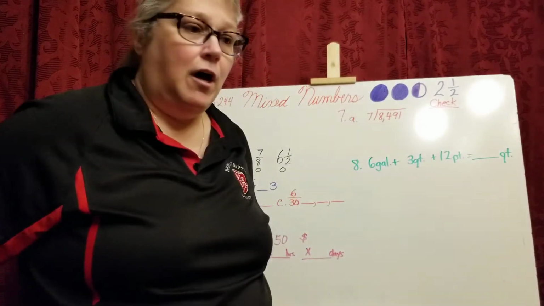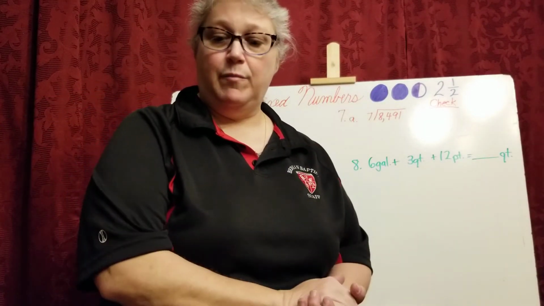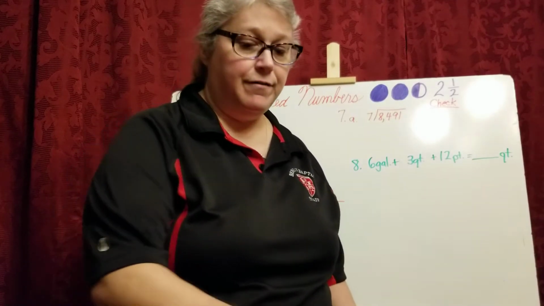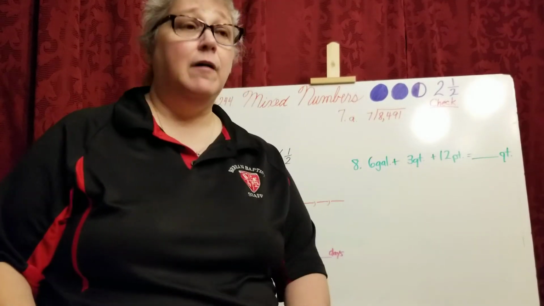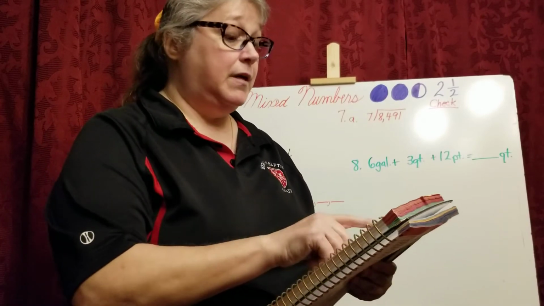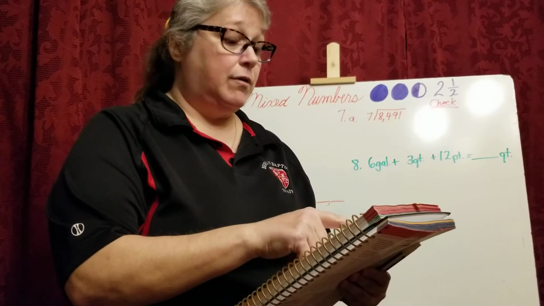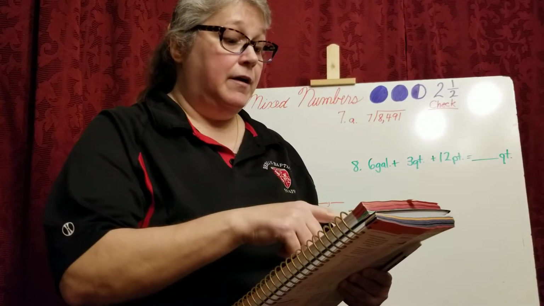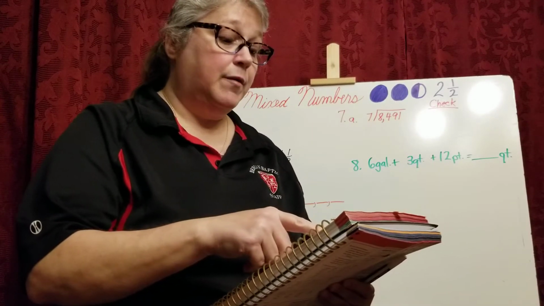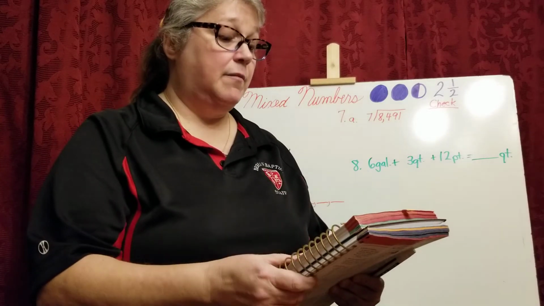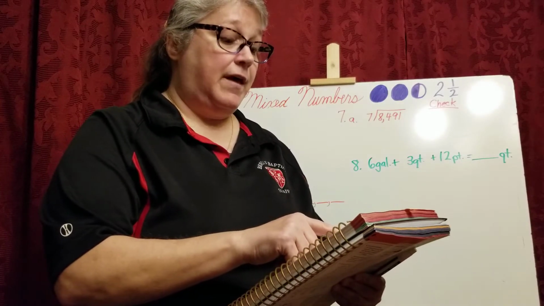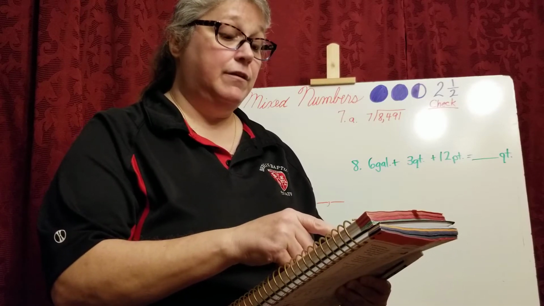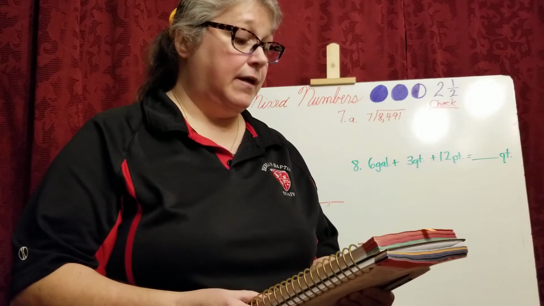Well, today we're talking about mixed numbers. If you look at your book on page 243, at the top, I want you to read with me what a mixed number is. Ready? A mixed number is a number that combines a whole number and a fraction. Then below that it says the number 2 and 1/2 is greater than 2 but less than 3.